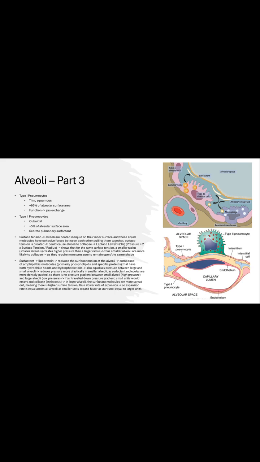Type 2 pneumocytes are cuboidal, and they make up 5% of the alveoli surface area. Their job is to secrete pulmonary surfactant. Now, we'll reach onto surfactant, we'll come to its function and what it is in a second. But first, we're going to cover surface tension. Surface tension you may have heard of as a common term.